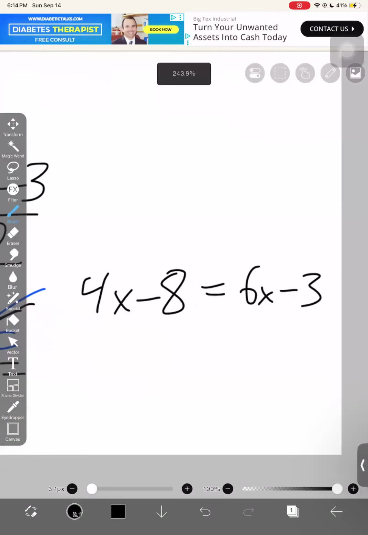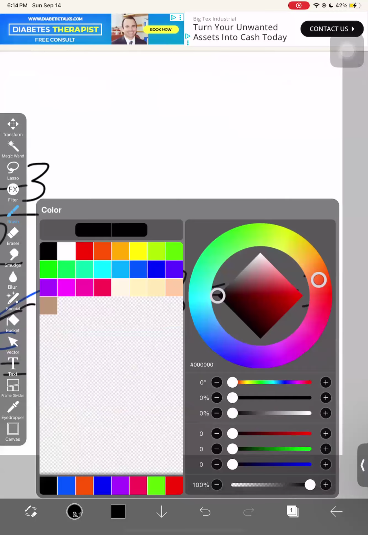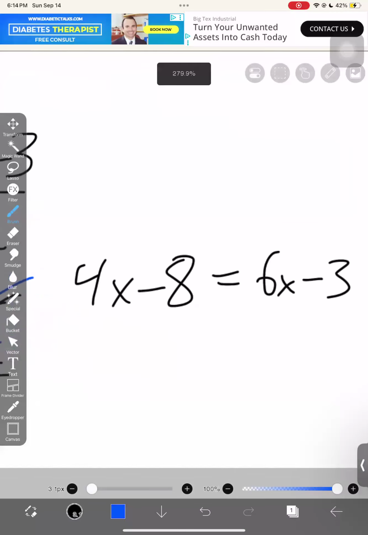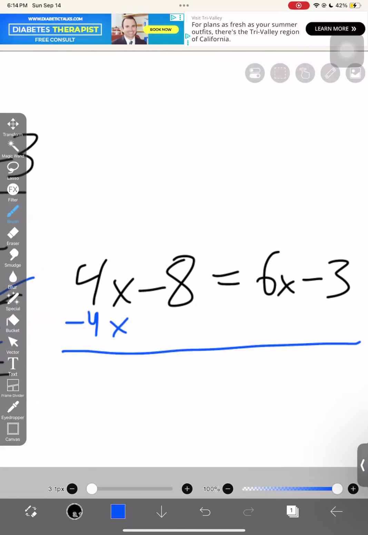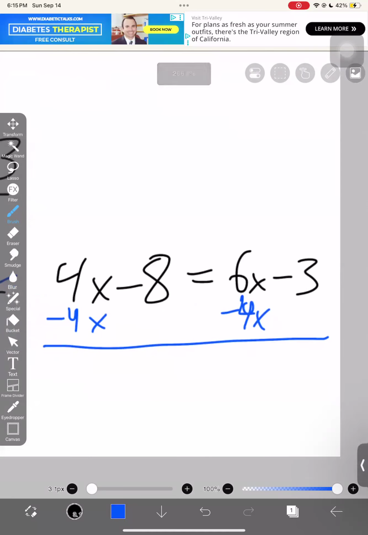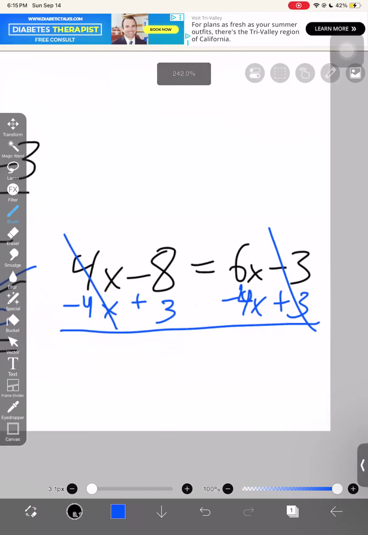And here, like I said, we have to just move things around, and let's do so. I'm going to move my 4x. So what's the opposite of plus 4x? Minus 4x. What's the opposite of plus 3? Or negative 3, sorry. It's plus 3. So this cancels out, and that cancels out. We just move it to the other side.